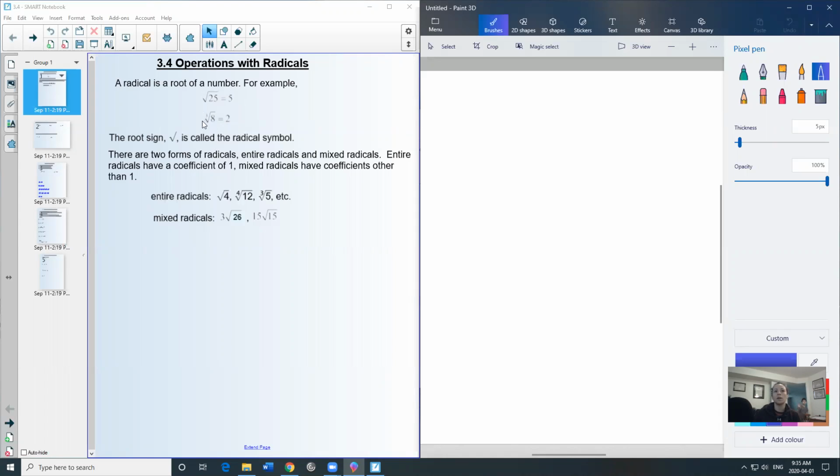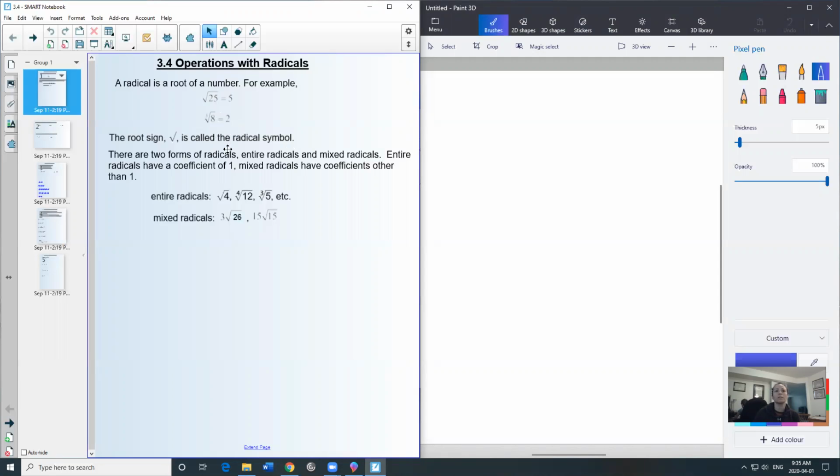These are really similar. A cubed root would just mean that a number times itself 3 times would give you the number underneath the radical symbol. So in this one right here, 2 times 2 times 2 is 8. So the cubed root of 8 is 2. Okay, so that's really how radicals work.